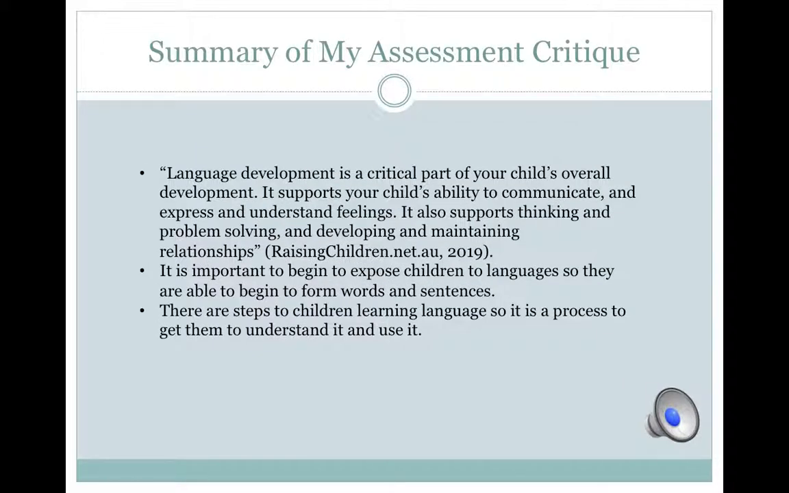Language development is a critical part of your child's overall development. It supports your child's ability to communicate and express and understand feelings. It also supports thinking and problem solving and developing and maintaining relationships. It is also important to begin to expose children to languages so they are able to begin to form words and sentences. There are steps to children learning language, so it is a process to get them to understand it and use it.